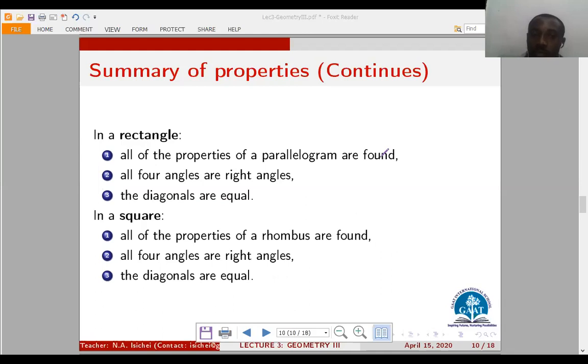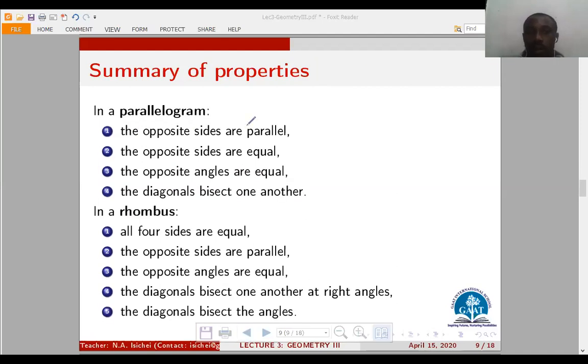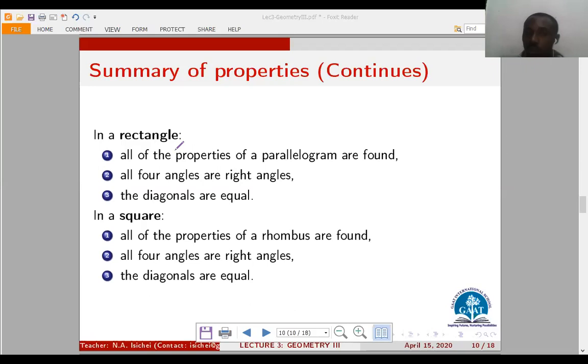All of the properties of a parallelogram are found in a rectangle. That is, in a rectangle, the opposite sides are parallel, the opposite sides are equal, the opposite angles are equal, and the diagonals bisect one another. In addition, all 4 angles are right angles, and the diagonals are equal. Did you see that? All right, so please don't forget these properties.